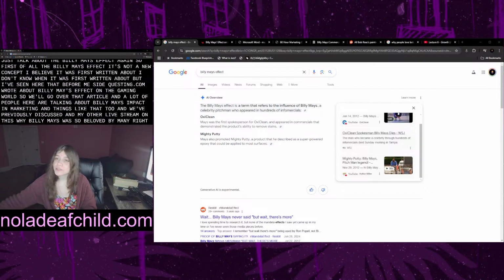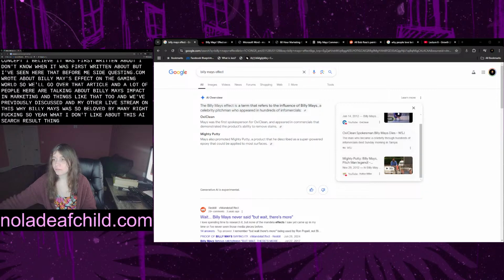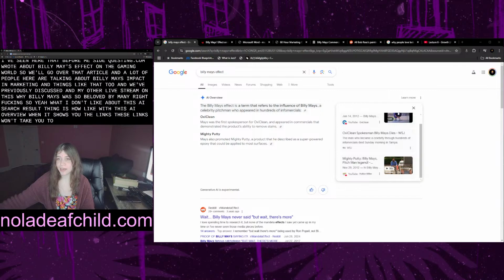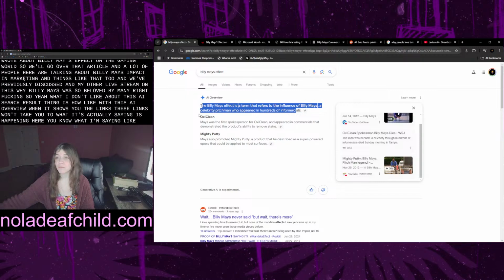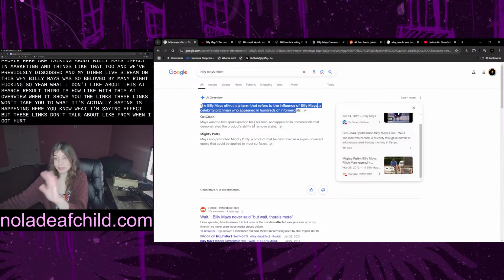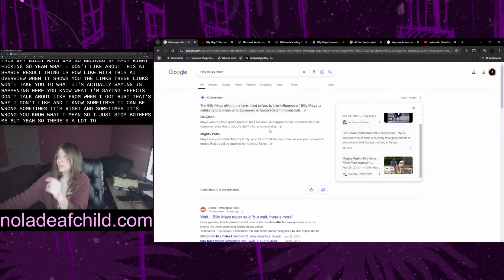What I don't like about this AI search result thing is that with this AI overview, when it shows you the links, these links won't take you to what it's actually saying is happening. You know what I'm saying? It's talking about how the Billy Mays effect is a term that refers to Billy Mays' influence, but these links don't talk about that, from what I gathered. So I'm like, dude, what the fuck? I know sometimes it can be wrong. Sometimes it's right, and sometimes it's wrong. That bothers me. But yeah, there's a lot to work out there.